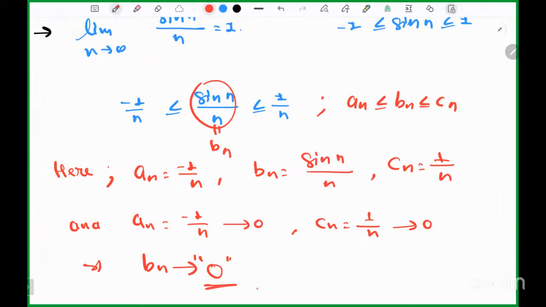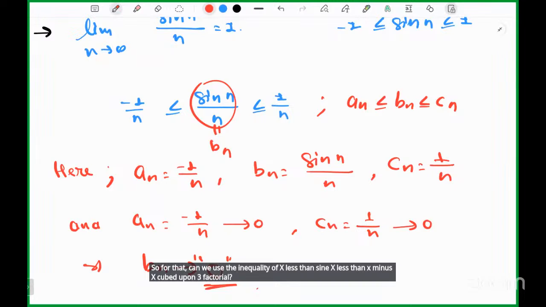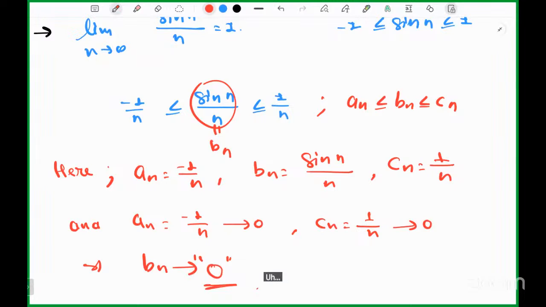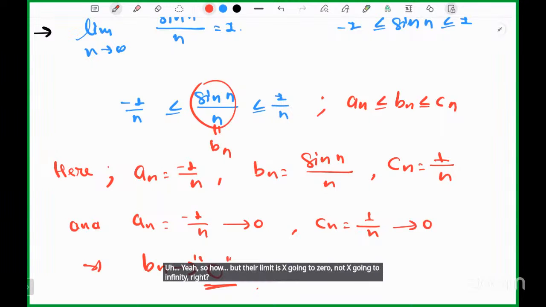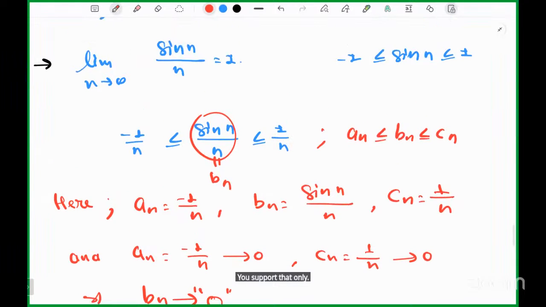For that, can we use the inequality x minus x cube upon 3 factorial less than sin x less than x, then divide by x and apply the limits? But their limit is x going to 0, not x going to infinity, right? Yes, for that only. Yeah, that's why I got confused.